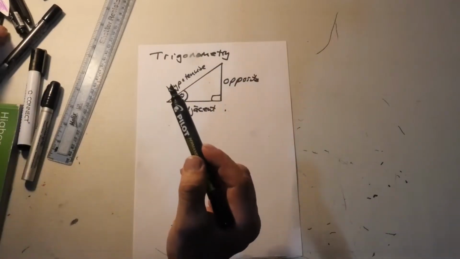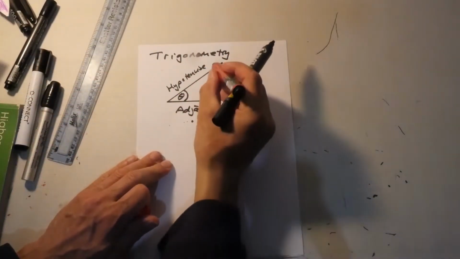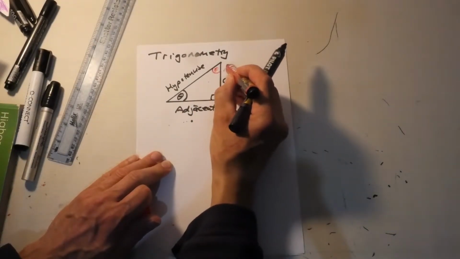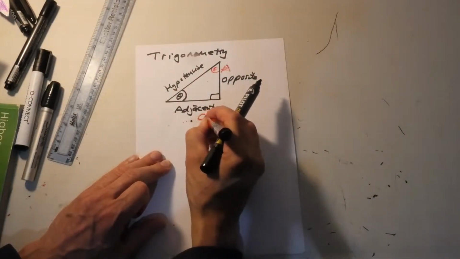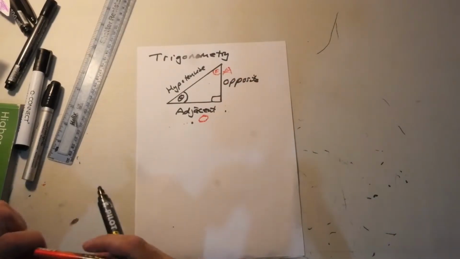So, yeah, if the angle was that one, then this would be the adjacent one, okay? And this would be the opposite one, okay? Yeah, because it's opposite the angle and that's adjacent to the angle.